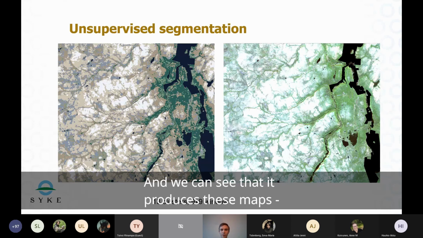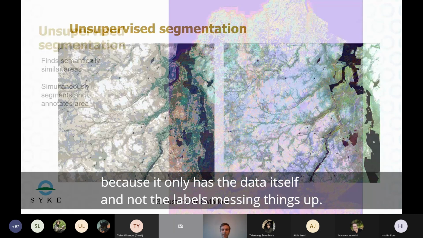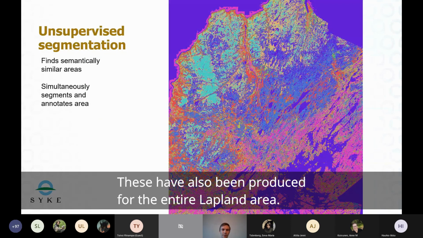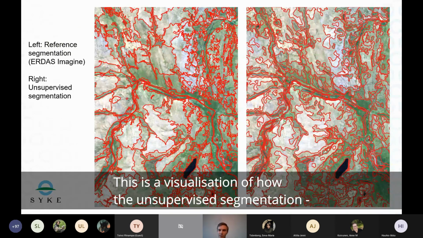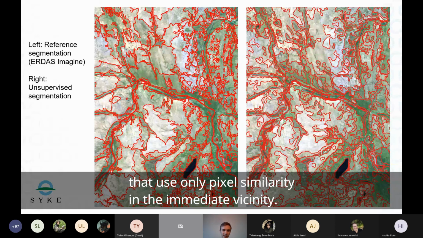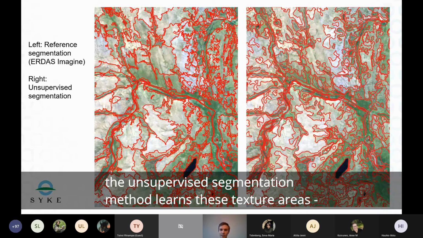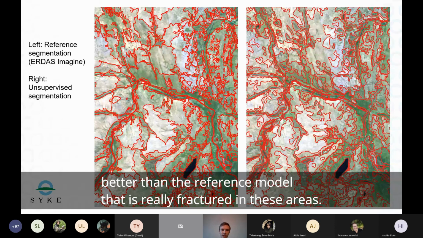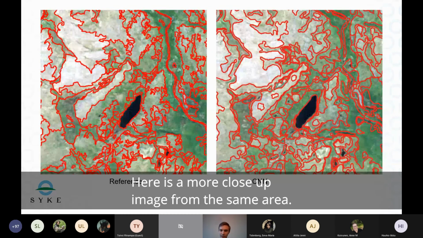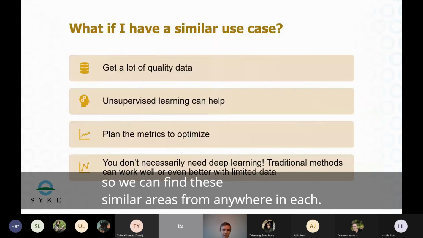And we can see that it produces these maps that are quite true to the underlying nature, because it has only the data itself and not the labels messing things up. And these have also been produced for the entire Lapland area. And this is a visualization of how the unsupervised segmentation compares to these more traditional segmentation methods that use only pixel similarity in the immediate vicinity. You can see that in the more green areas, the unsupervised segmentation method learns these texture areas better than the reference model that is really fractured in these areas. And here is a more close-up image from the same areas.